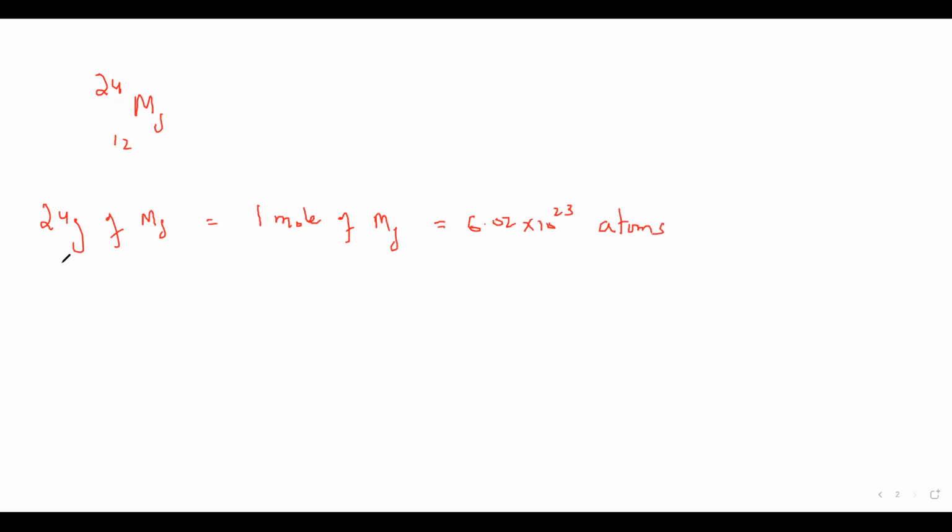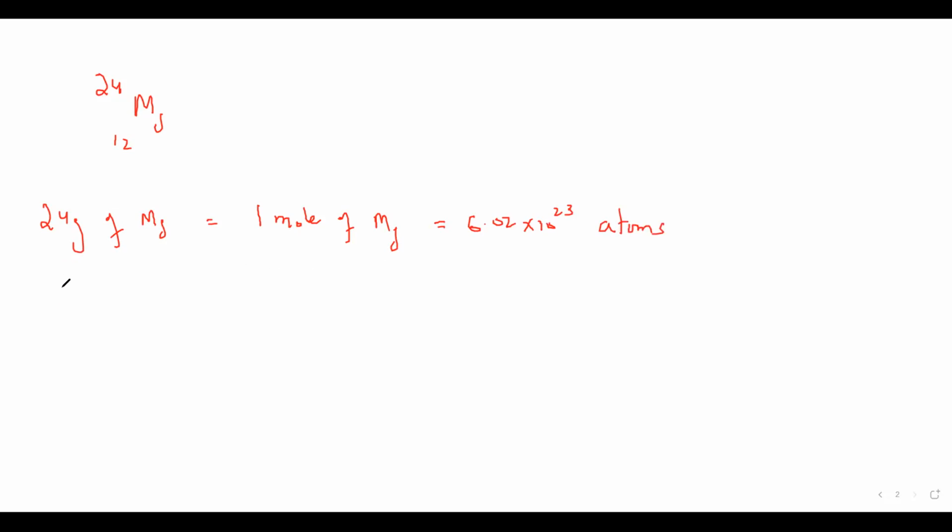Another example, as we know magnesium is 12 and 24. So if we have 24 grams of magnesium, it means we will have 1 mole of magnesium, and 1 mole of magnesium will have 6.02 x 10^23, because magnesium is an atom, so these will be atoms.